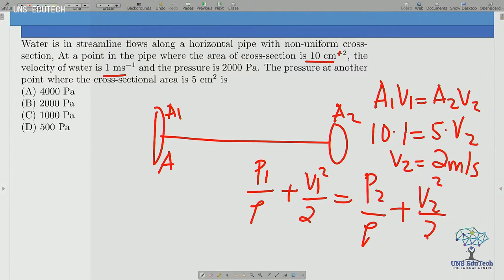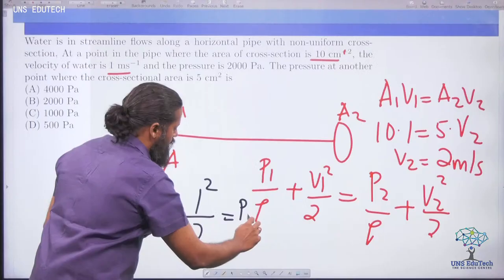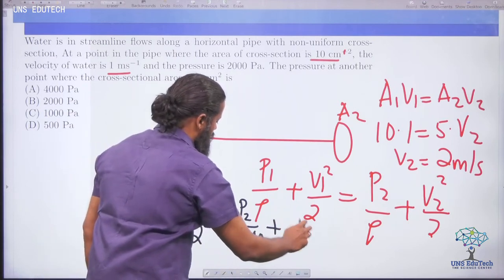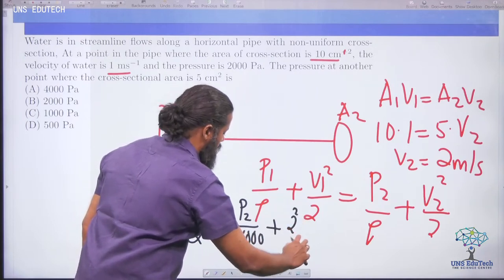What is the value of P1? 2000 Pascal is given. So 2000 Pascal divided by density. The water is flowing, and density is 1000 kilogram per meter cube, so we put 1000 here, plus V1 square, that is 1 square divided by 2. That should be equal to P2, which is what we are trying to find, divided by again rho 1000, plus V2 square, which is 2 square, that is going to be 4, so 2 square divided by 2.